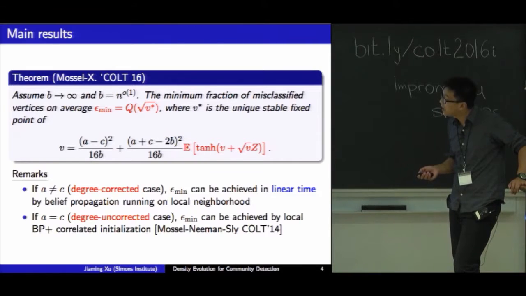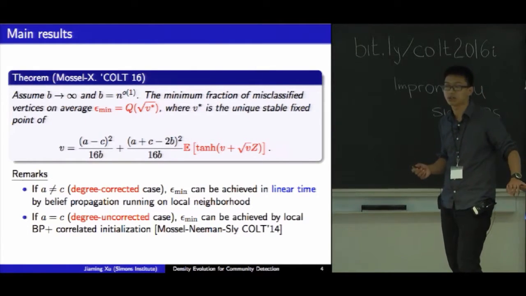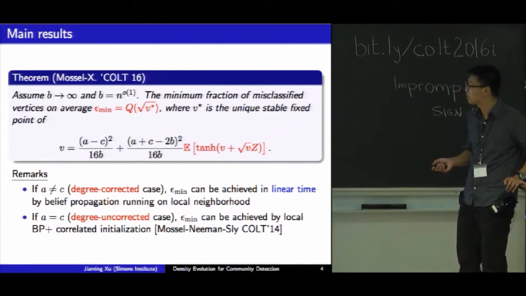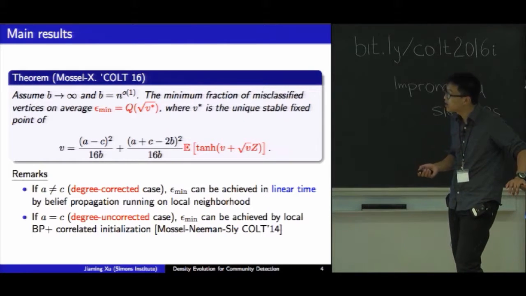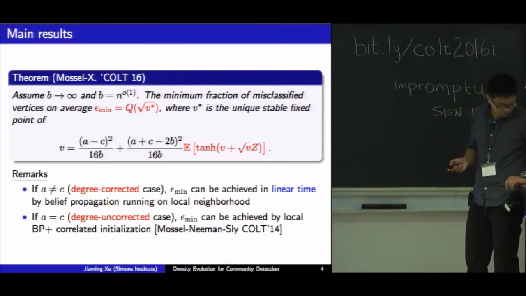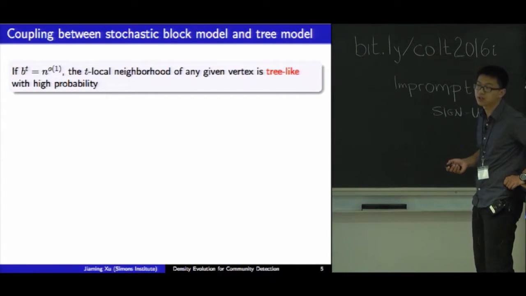Okay? And if A equals C, that corresponds to the symmetric case where the degrees are uncorrelated with the true community partition. In this case, the minimum possible epsilon can be achieved using local belief propagation plus the correlated initialization provided by correlated recovery. Okay? So in the rest of the few minutes, I'm just trying to show you how we prove this theorem.